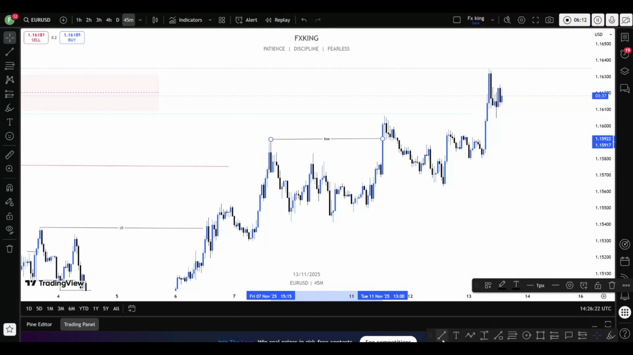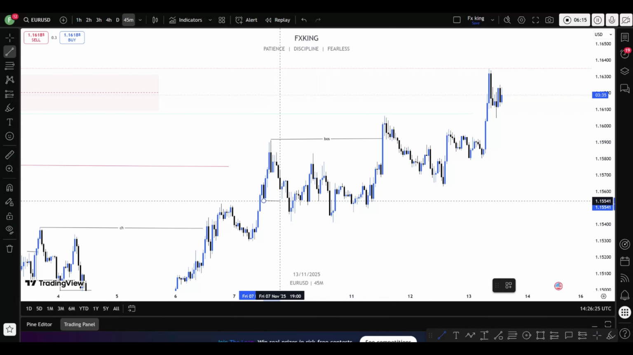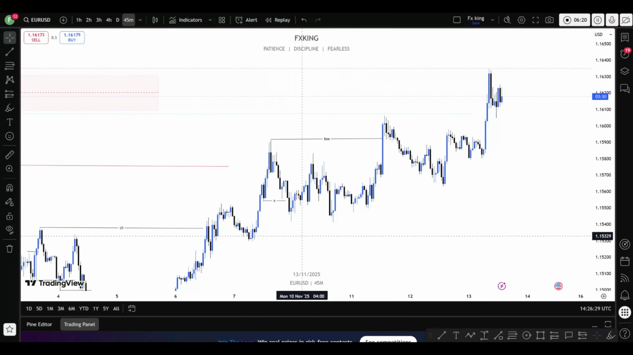The reason why I choose this is because we have this inducement here, right? This is our inducement for this break of structure. So this inducement acts as the liquidity to fuel this move to the upside.